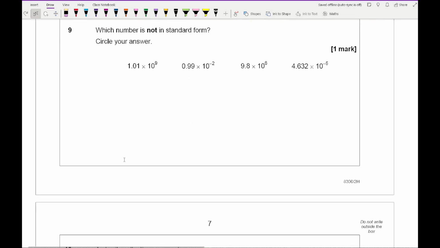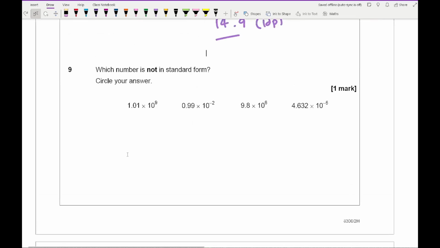Question 9, it says which number is not in standard form? Circle your answer. Well, the one you want to circle is the second option. The reason for that is because the number that you multiply by the power of 10 needs to be a number between 1 and 10, exclusive of 10. So again, the only one that's not going to be is 0.99. So the correct answer to circle is the second option.